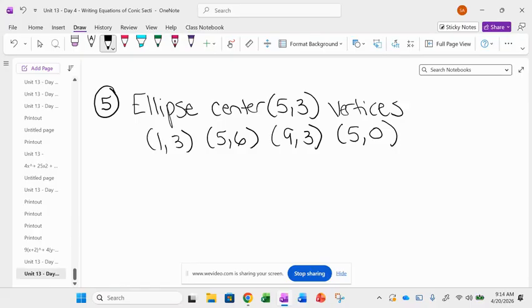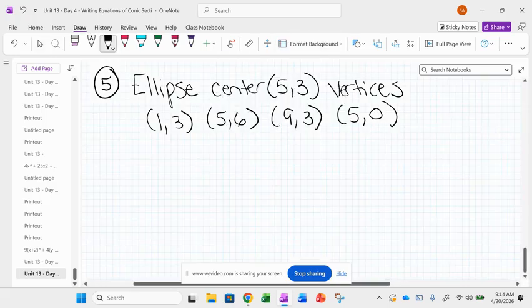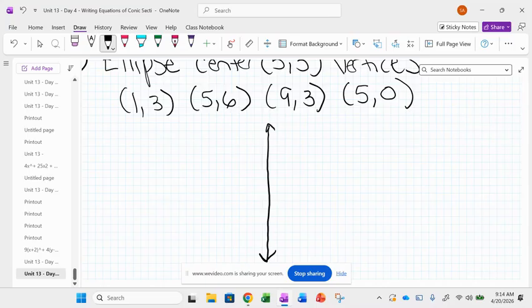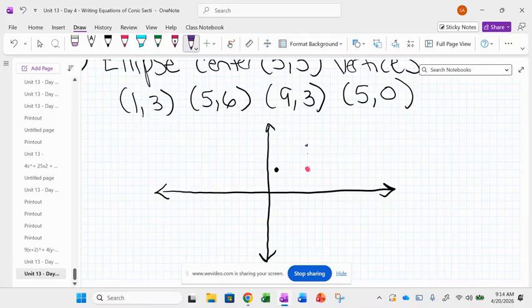So for me, I would definitely sketch this. So the center is 5, 3. And then we have all 4 vertices. The first vertex I told you was the point 1, 3. The other vertex I gave you was 5, 6. The next vertex I gave you was 9, 3. And the final vertex I gave you was 5, 0.